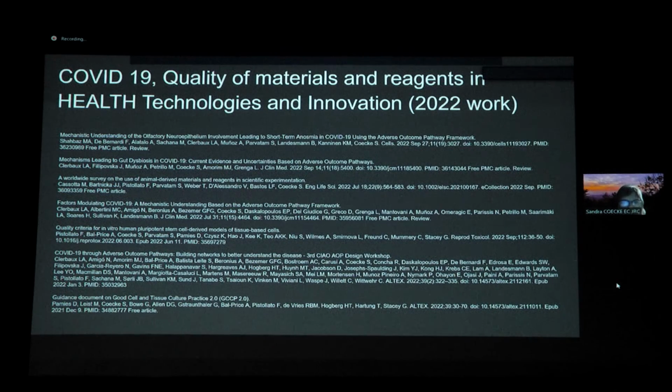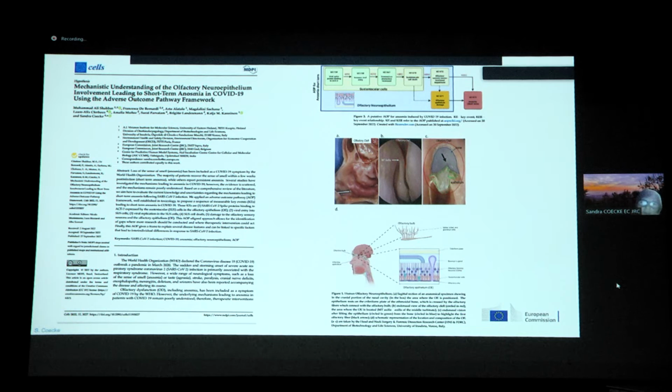So these are some of the latest works we are doing, mainly on COVID-19, but also on health technologies and innovation. This is one of the papers that we published, I think two weeks ago. It came into the public domain. This is using all these alternative methods, these new approach methods, to understand, for instance, short-term anosmia in COVID-19, using the adverse outcome pathway framework for doing that. We have other work ongoing also on long COVID, on neurological effects. Elena Hochberg, our paper came out in Cells.